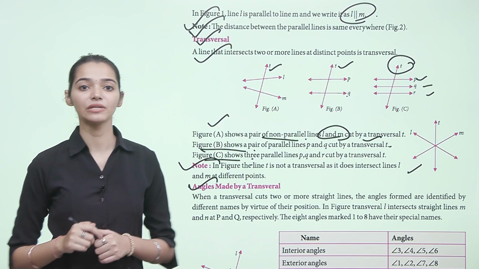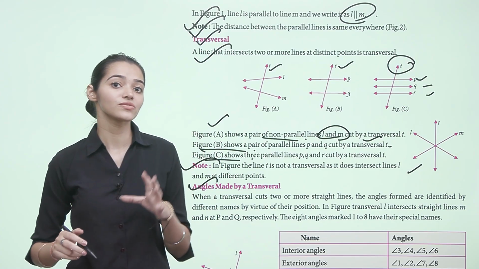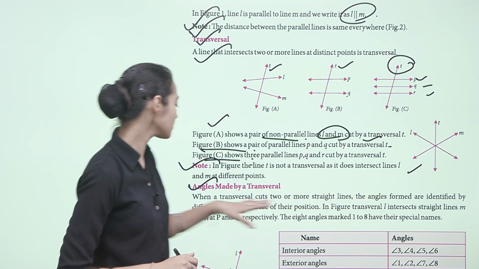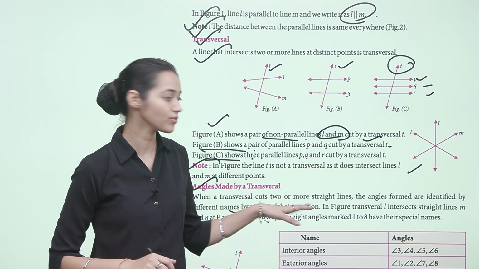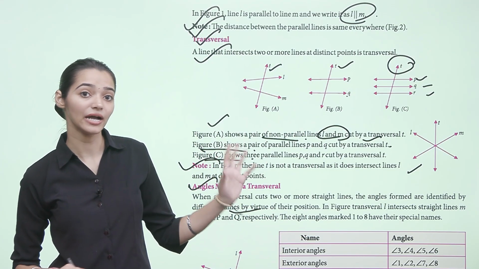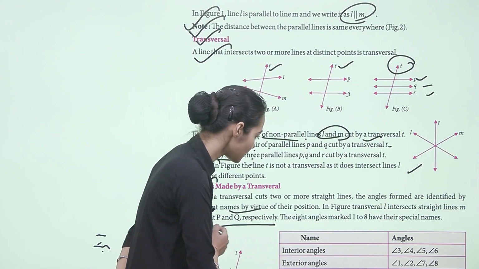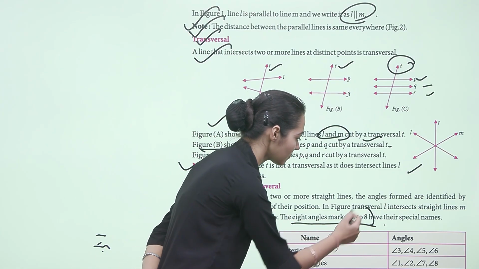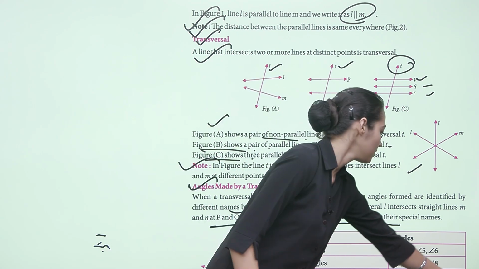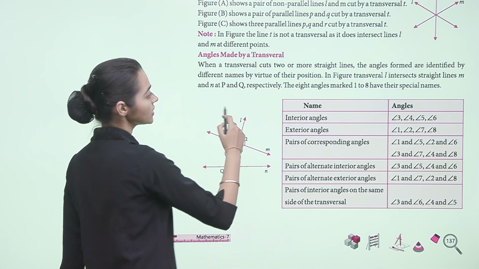Now next is angle made by a transversal. When a transversal cuts two or more straight lines, the angles formed are identified by different names by virtue of their position. In figure, transversal L cuts straight lines M and N at P and Q respectively, and the 8 angles marked 1 to 8 have their special names. So these are the special names.